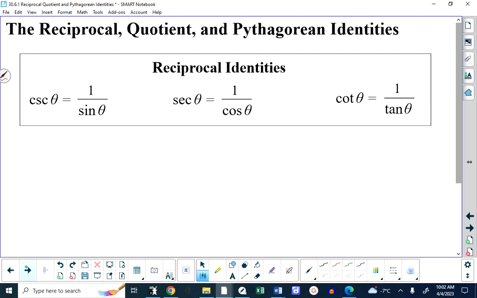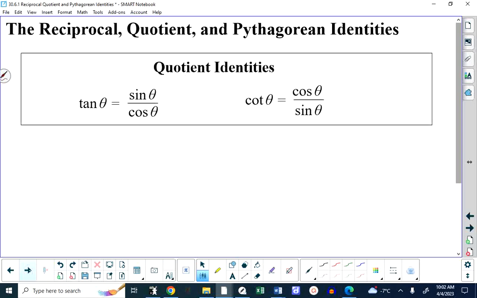These three statements were given to you as definitions before. I told you, well, cosecant of a rotation angle is defined as the reciprocal of sine. Secant of a rotation angle is defined as the reciprocal of cosine of the rotation angle, and cotangent theta is defined as 1 over tangent of theta. Well, they're identities. They're always true as long as you're allowed to use the value of theta that you're talking about. These are called quotient identities.